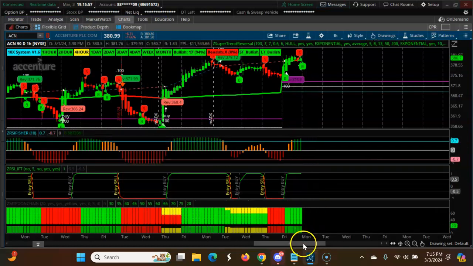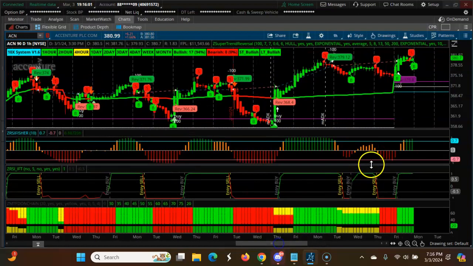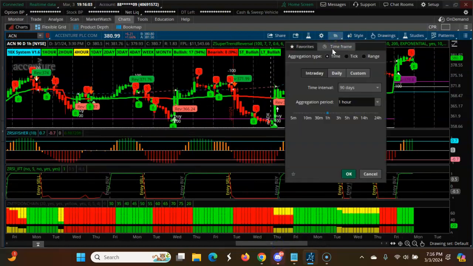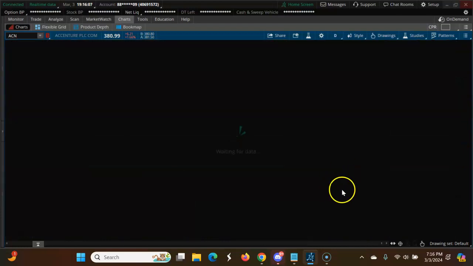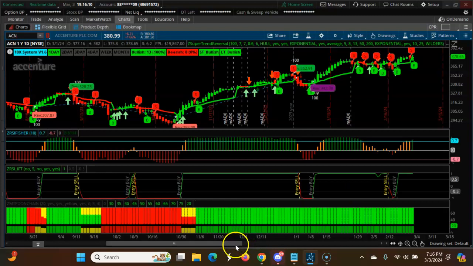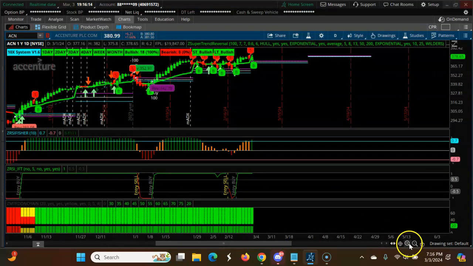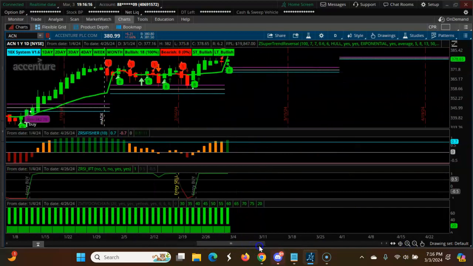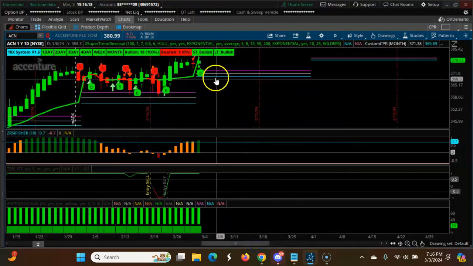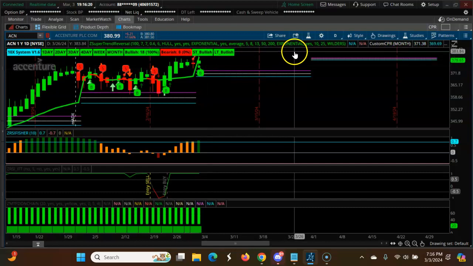You can see the 3 CPR up. Let me flip it to daily time frame. Okay, daily. You can see the 3 CPR up. So it already opened up above the CPR, so you can take the trade to the bullish side.